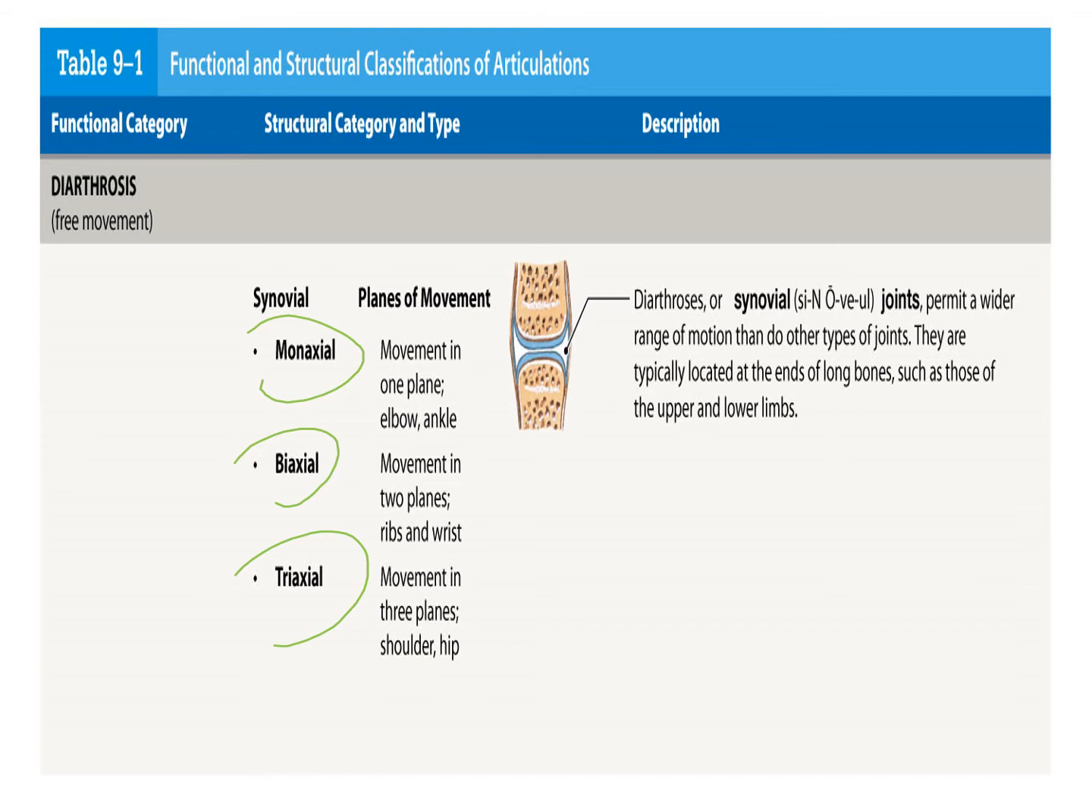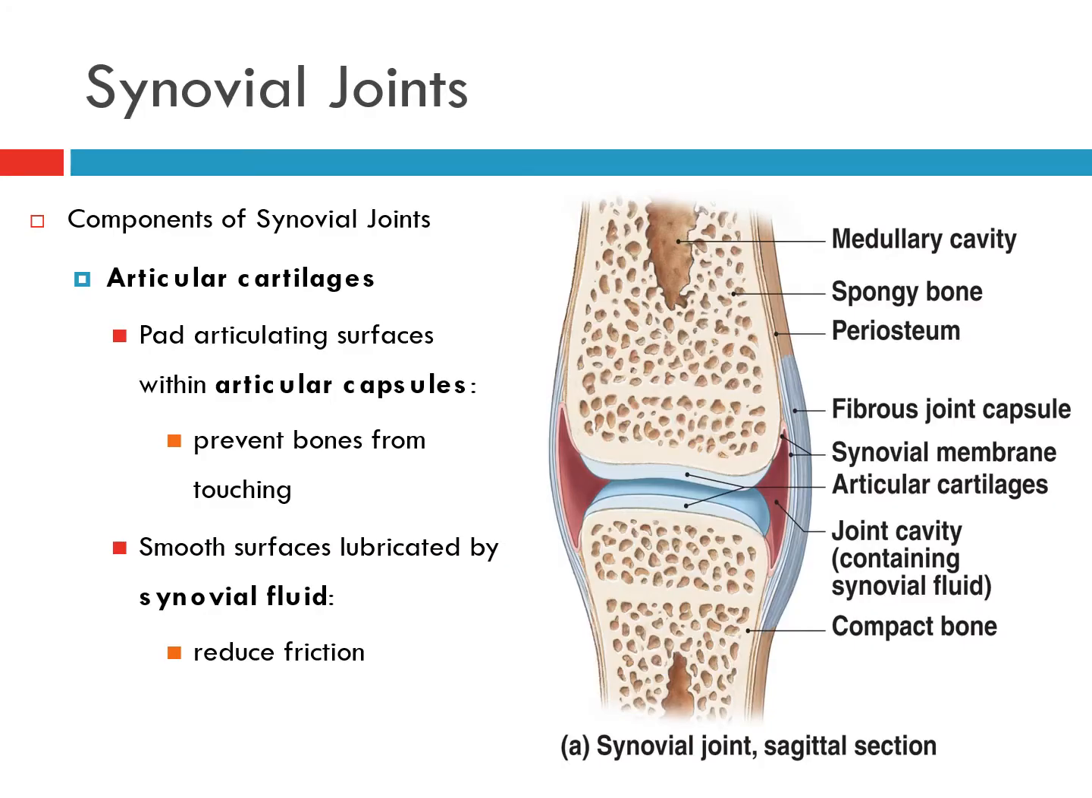But the point here is synovial joints are surrounded by a joint capsule, bathed in synovial fluid, and they are categorized based on the amount of movement. Monoaxial moves in one plane, biaxial move in two planes, triaxial joints move in three planes. So we're going to look a little more deeply into synovial joints.